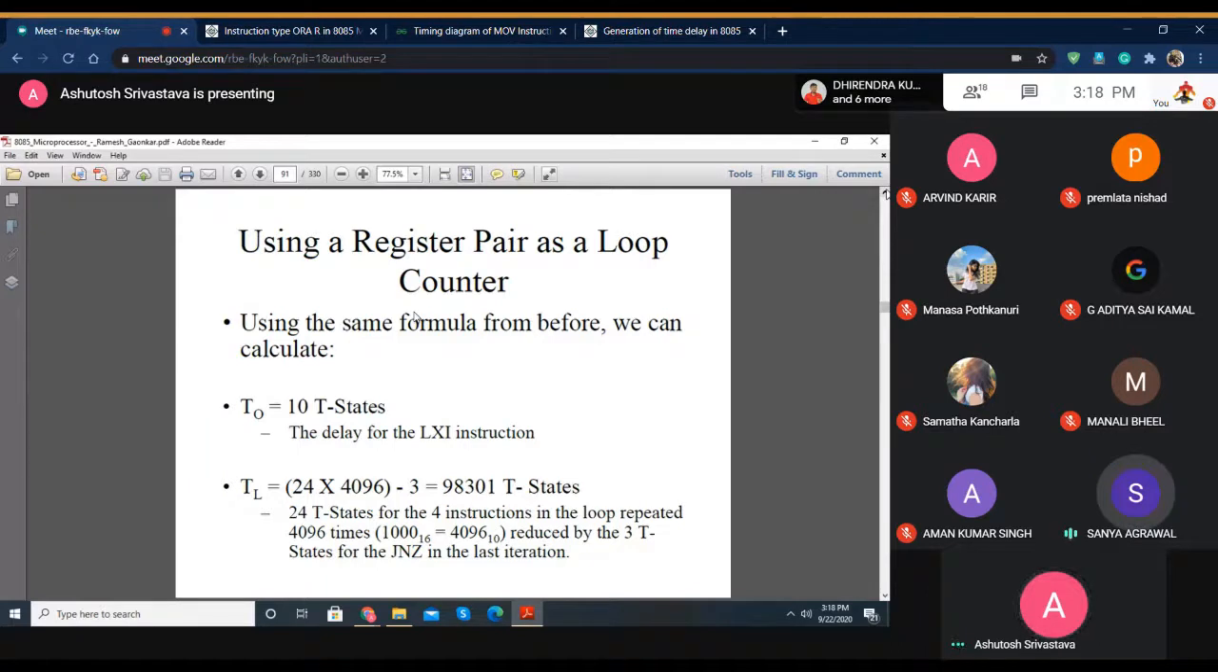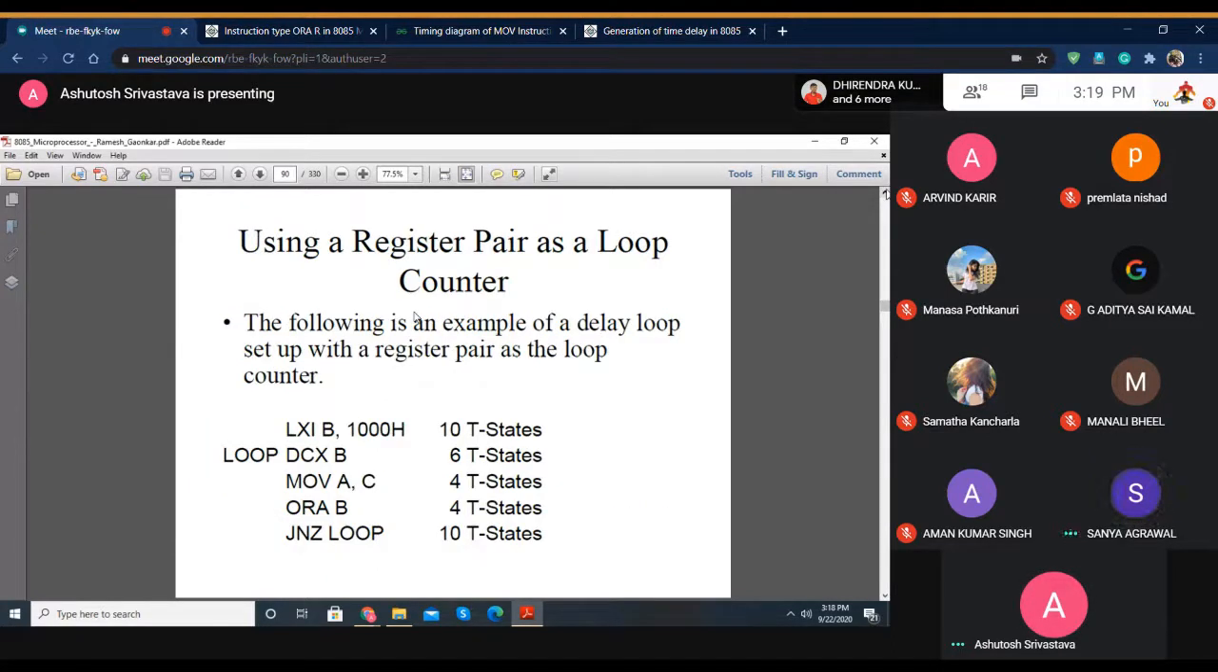How did you calculate? You have all got it wrong. Please calculate again. Sir, 24 into 4096 minus 3. Sir, it's 98,311 T states. How did you get that? Sir, 24 into 4096 minus 3 plus 10.